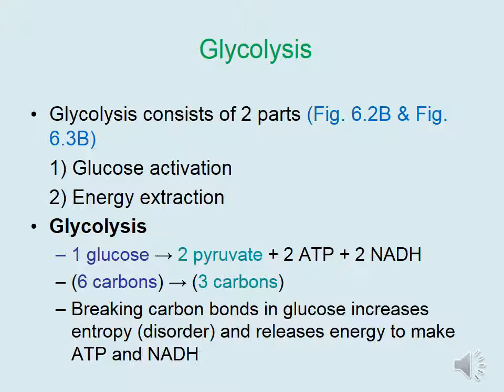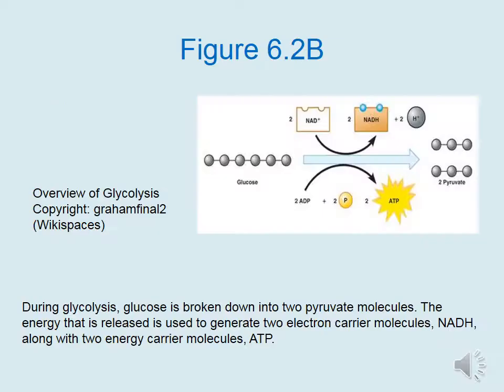Breaking the carbon bonds in glucose increases entropy and therefore releases energy to make ATP, which is an energy carrier, and NADH, which is an electron carrier. During glycolysis, glucose is broken down into 2 pyruvate molecules. The energy that is released is used to generate 2 electron carrier molecules, NADH, along with 2 energy carrier molecules, ATP.